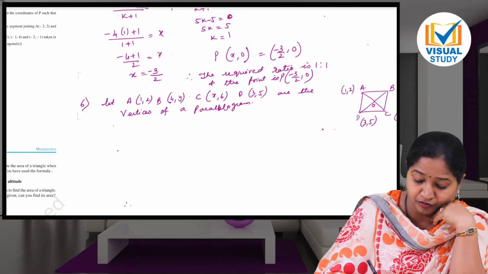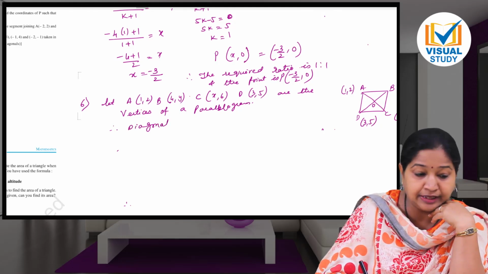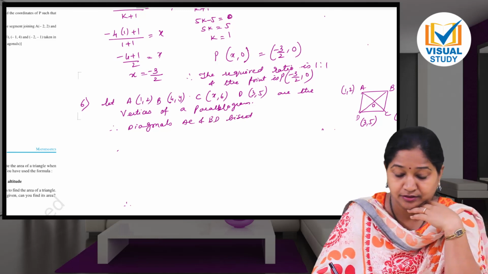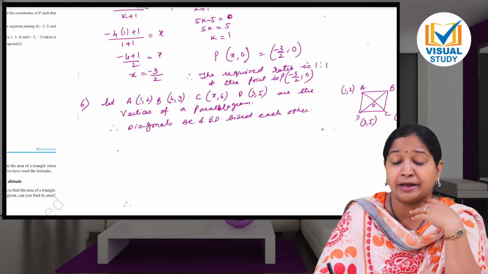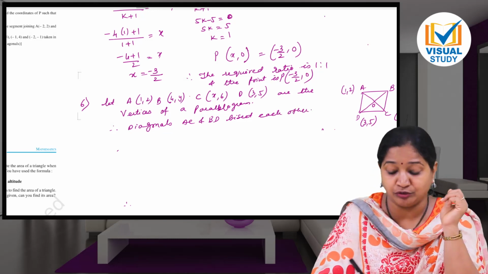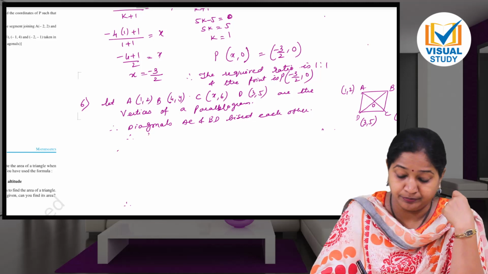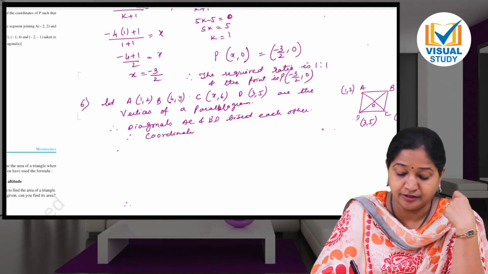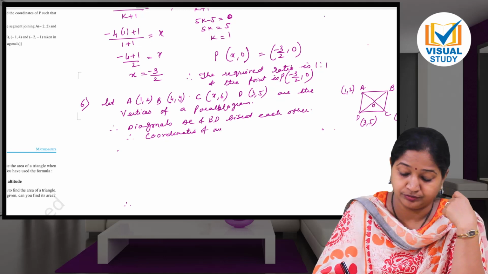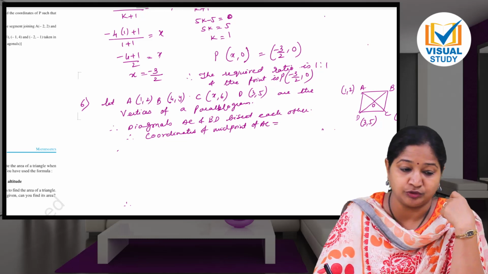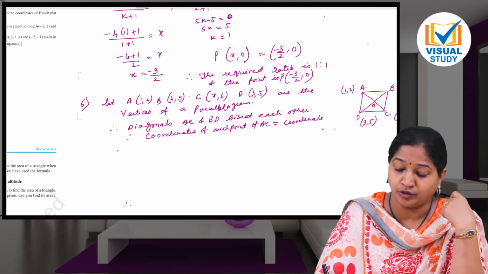We'll write it here. Therefore, diagonals AC and BD bisect each other as it is a parallelogram. So we have to learn the properties also. We have to know the properties also, which are the basic things we have learned in earlier standard. Now, coordinates of midpoint of AC is equal to the coordinates of midpoint of BD. Okay.